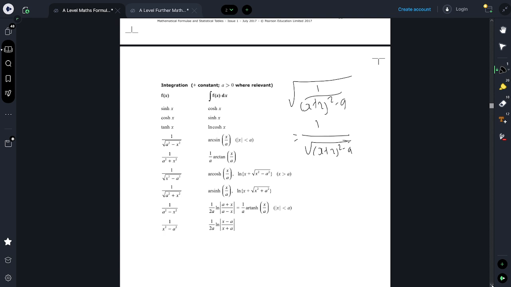So x squared minus a squared. Well, yes, it does. This is a square number, as is this. Minus 9 is minus 3 squared. So I think this formula here is useful here. Okay, let's bring that in then.